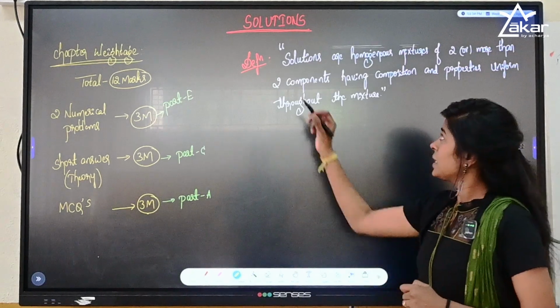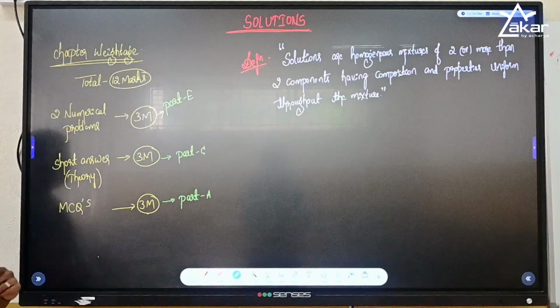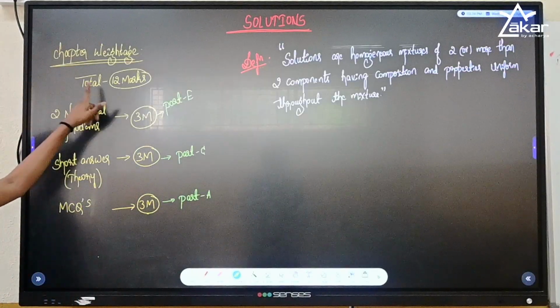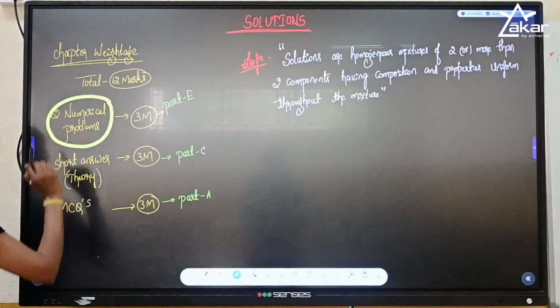Today we are going to start with a chapter called solutions. This is very important for your exam. This chapter contains 12 marks for your final exam. You will get 2 numerical problems.